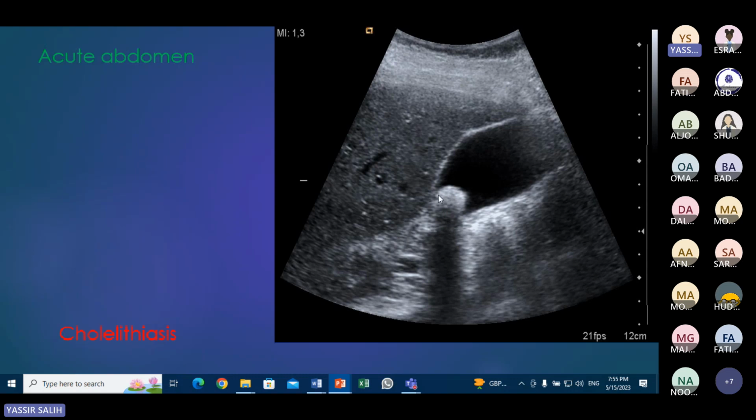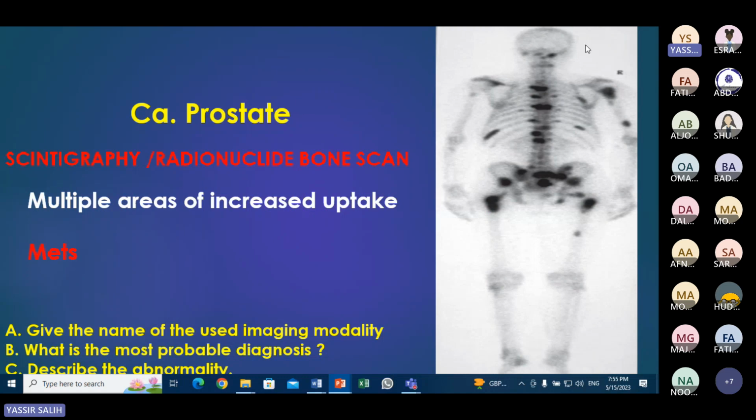This is a gallbladder stone. طيب, this is a nuclear scintigraphy or radioisotope bone scan. This patient is a known case of CA breast. What abnormality do you see? Increased uptake. Yes, but there are multiple areas of increased uptake. So what is the diagnosis? قلنا البيشنت سي بريست، أنا أقول لك سي بريست، طوال تعرف إنه كارسينوما في بريست، Metastasis.